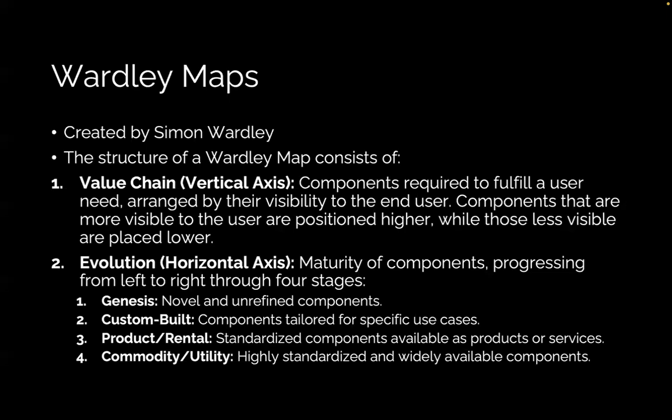So the structure is that the value chain is the vertical. You're looking at the items that are required to fulfill a user need. Again, some of it is consumer or user facing, some of it's not. In fact, it's arranged by visibility to the end user, so that's another variable you can include here. Things that are more visible to the user are positioned higher. So anyway, this is how you can build the thing. Then you think about evolution, which is another way of saying maturity of components, progressing from left to right through 4 stages.